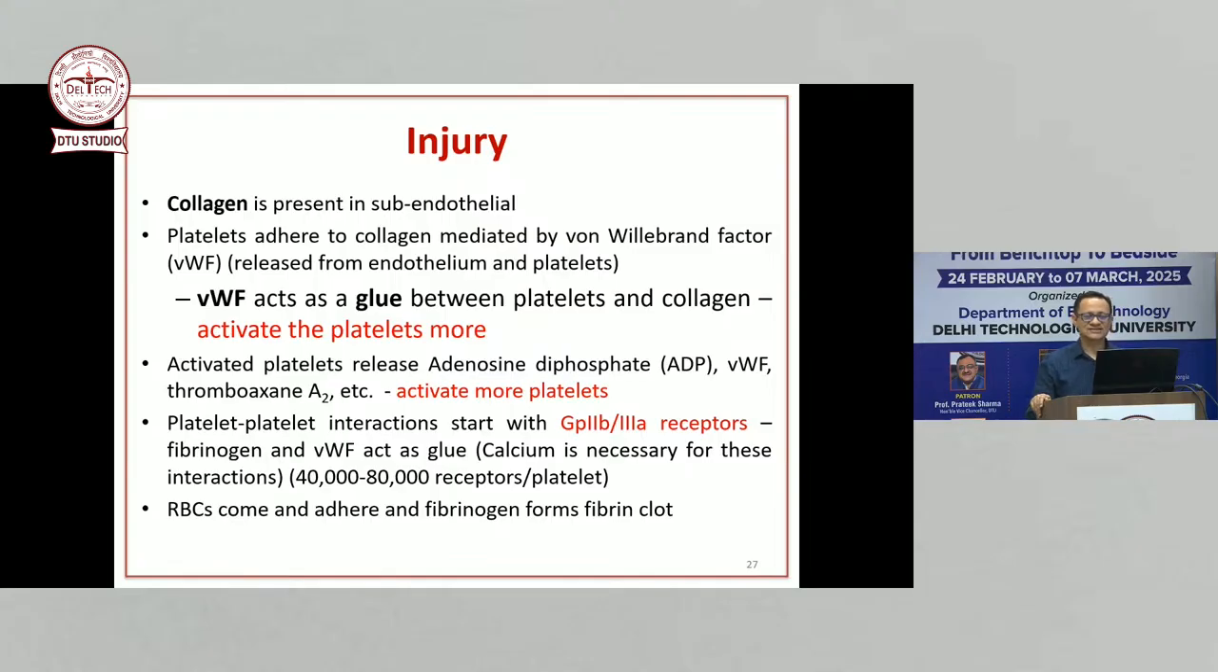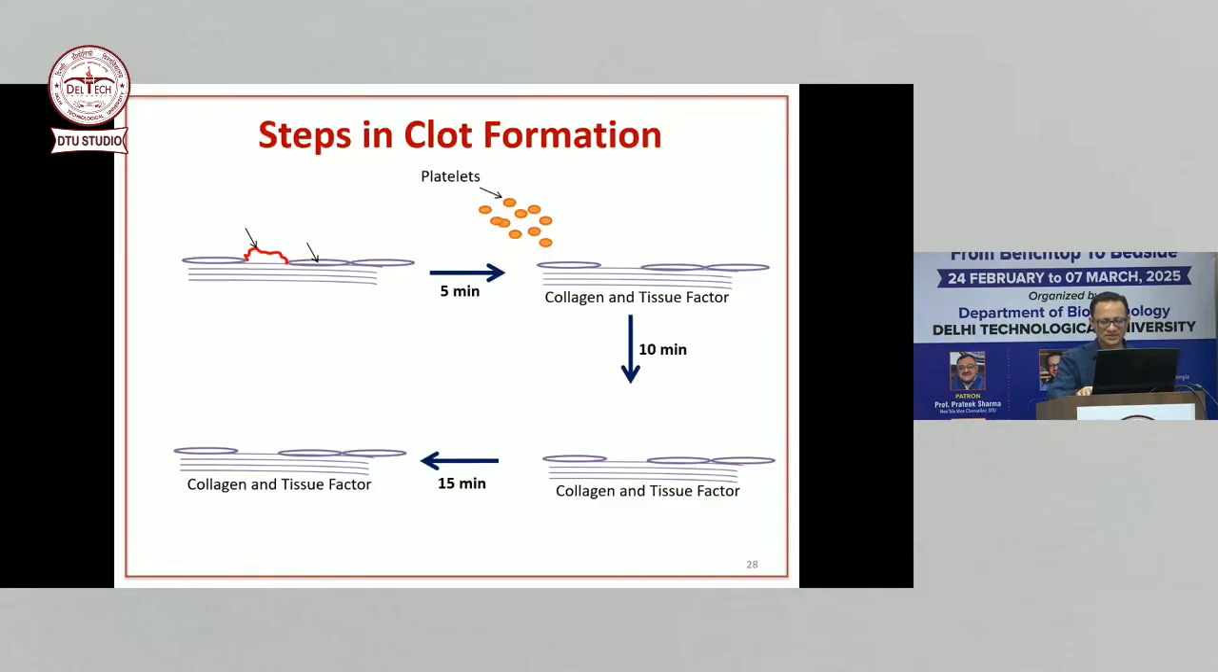Platelet-platelet interactions start with GP2B3A receptors, and fibrinogen and VWF act as glue. So VWF is acting as a glue between collagen and platelets, and fibrinogen is acting as glue between platelets and platelets, and they all are trying to get this clotting going. And we'll see the same thing again in a little bit.